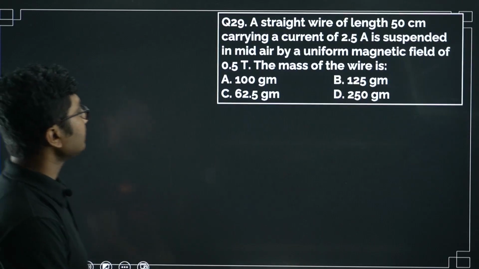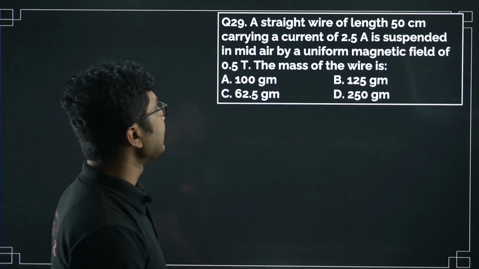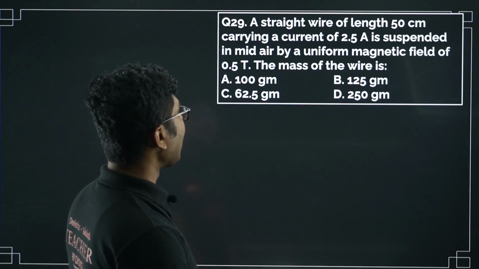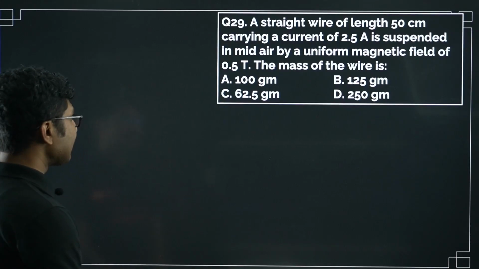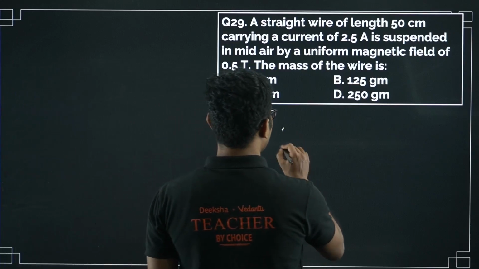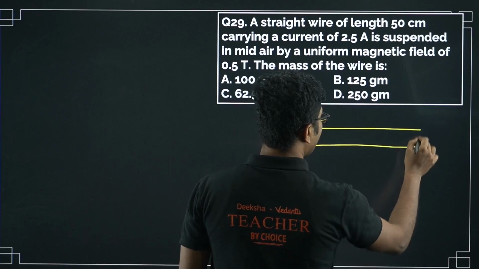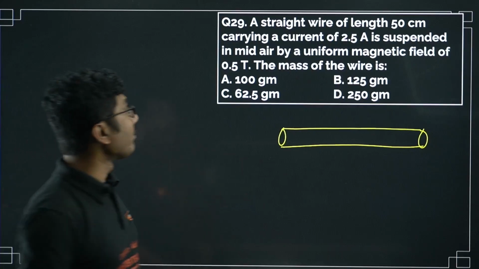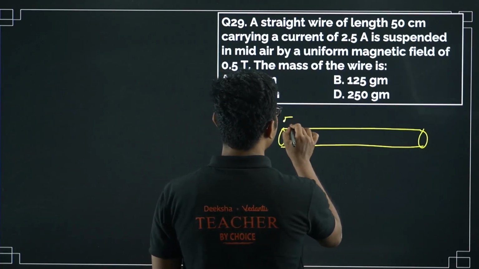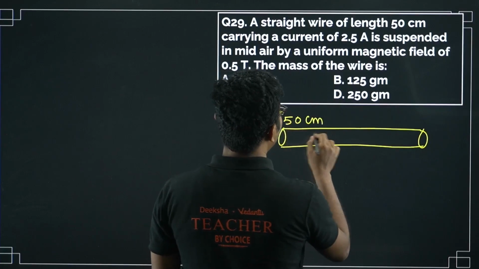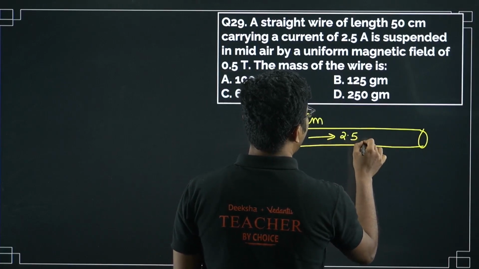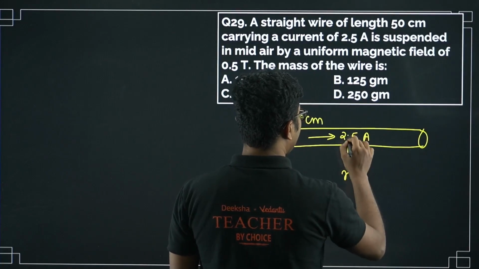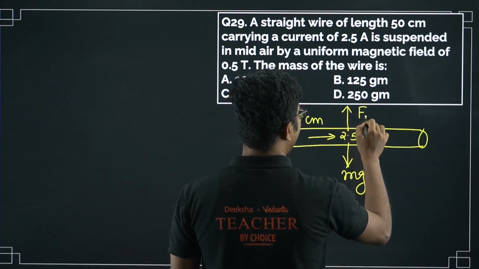Now next, a straight wire of length 50 centimeter carrying a current 2.5 ampere is suspended in mid-air by a uniform magnetic field of 0.5 Tesla. The mass of the wire is? So this is a similar question to the little difficult one we solved in the inclined plane problem. Length is 50 centimeter, current is 2.5 ampere. So suppose this is the weight mg, and this is the magnetic force.